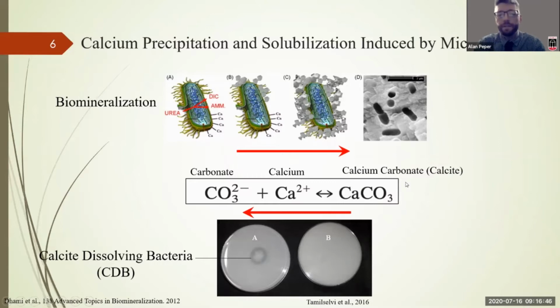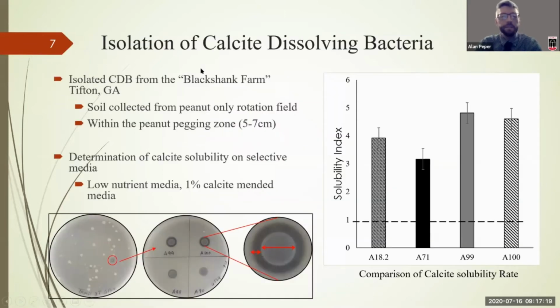However, the reverse is possible through these calcite dissolving bacteria. They take this calcite, or calcium carbonate, and transform it into a soluble form of calcium and also carbonate. The soluble form of calcium is what peanut pods need to take up for proper pod formation. So the question here is, how can we utilize these bacteria to increase the overall amount of soluble calcium in a peanut field? This leads to my first test, which was isolating these bacteria.